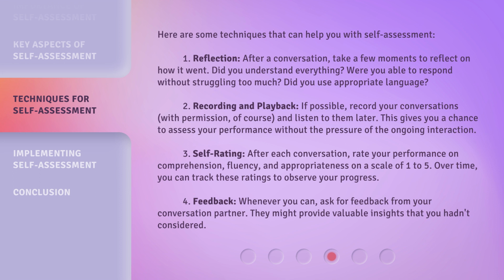3. Self-rating. After each conversation, rate your performance on comprehension, fluency, and appropriateness on a scale of 1 to 5. Over time, you can track these ratings to observe your progress. 4. Feedback. Whenever you can, ask for feedback from your conversation partner. They might provide valuable insights that you hadn't considered.